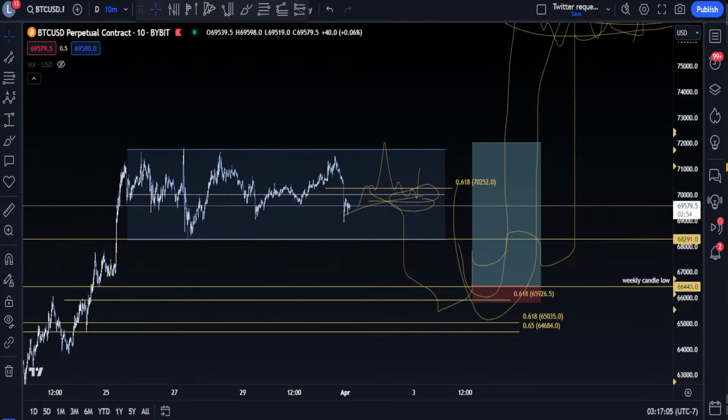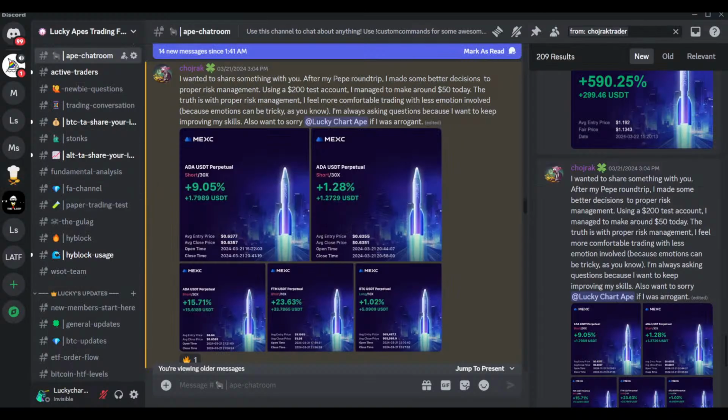And here's an example of a member in the Discord who started discovering some of the benefits of risk management.